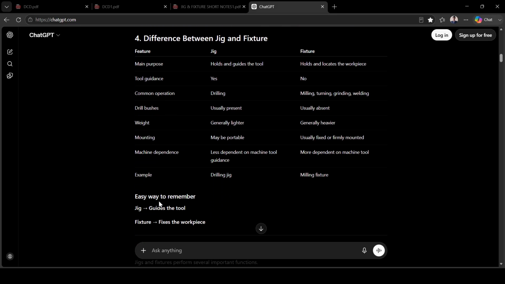So, the difference between jig and fixture. Main purpose: hold and guide the cutting tool, versus hold and locate the workpiece. Tool guidance: yes, no. Common operations: drilling, milling, turning, grinding, welding. Drill bushes: usually present, usually absent. Weight: generally lighter, generally heavier. Mounting: may be portable, usually fixed or firmly mounted. Machine dependence: less dependent on the machine for guidance, more dependent on the machine. Example: drill jig, milling fixture.